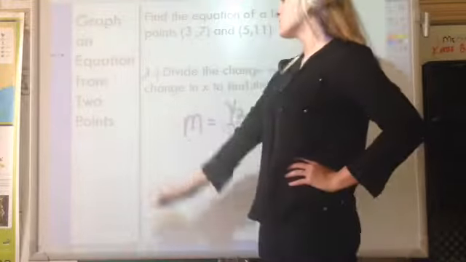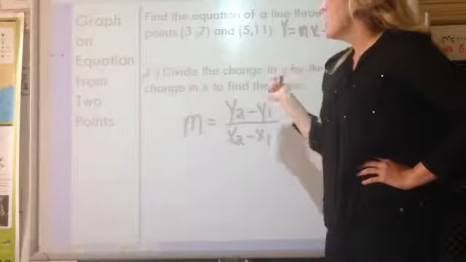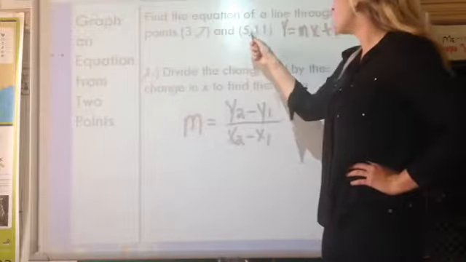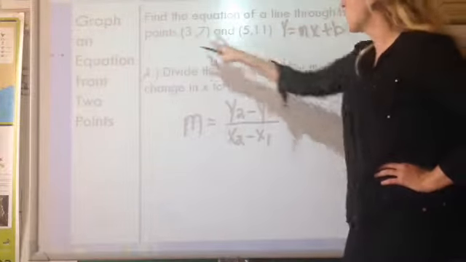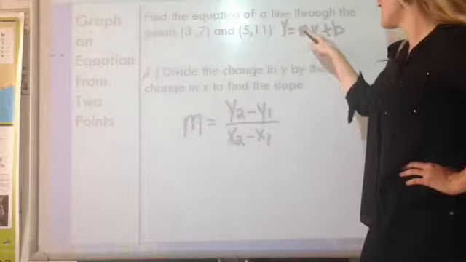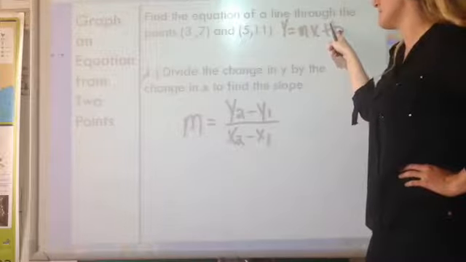On your notes page, go ahead and draw your line and write "graph an equation from 2 points" on the left-hand side. I want to find the equation of a line through the points (3, 7) and (5, 11). I want to write an equation in slope-intercept form, which is y equals mx plus b, where m is the slope of my line and b is my y-intercept.